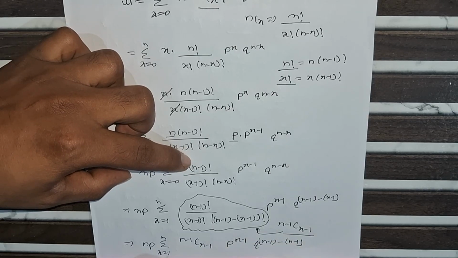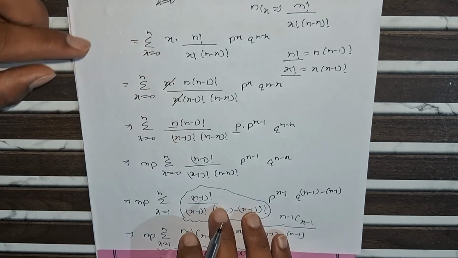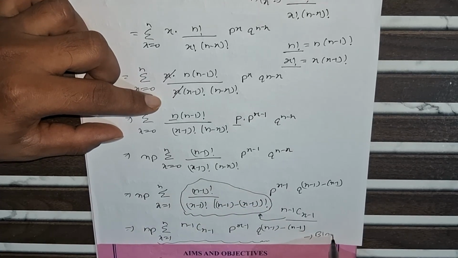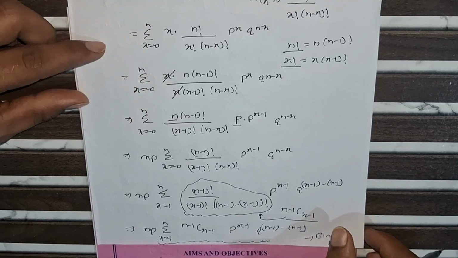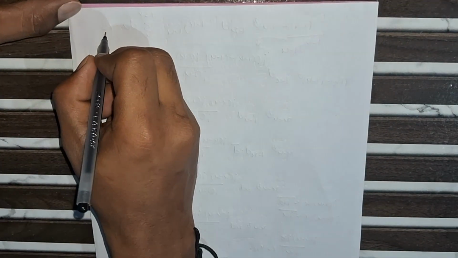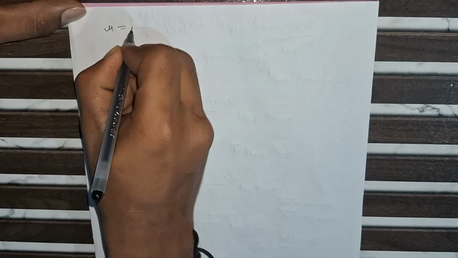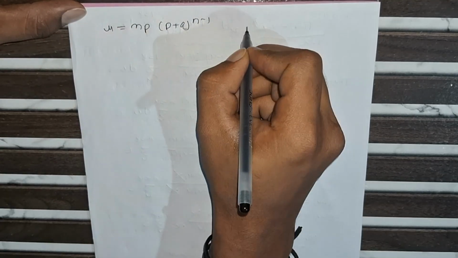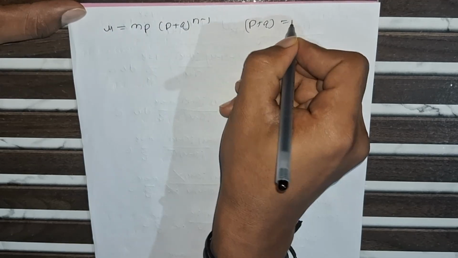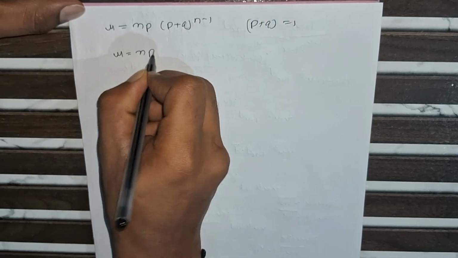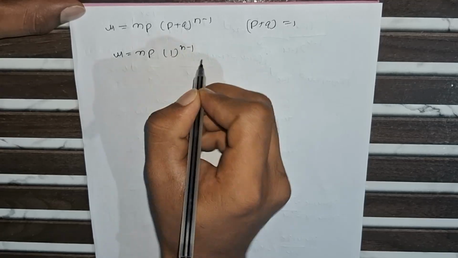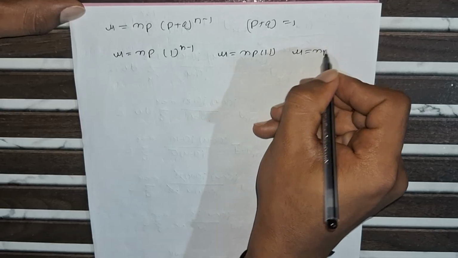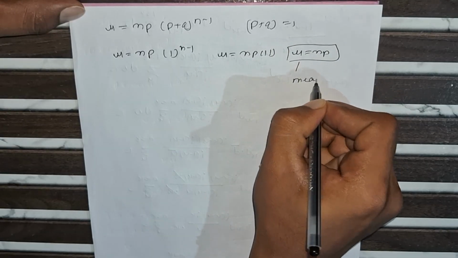So what does this whole equation become? This is nothing but the binomial theorem. So it becomes mu equals np (p plus q) to the power n minus 1. So we already know that p plus q equals 1. So mu equals np (1) to the power n minus 1. This is nothing but mu equals np of 1, which is mu equals np. So this is our mean derivation.